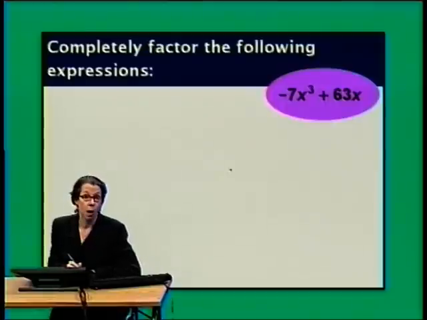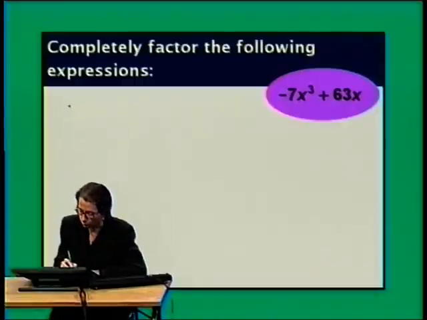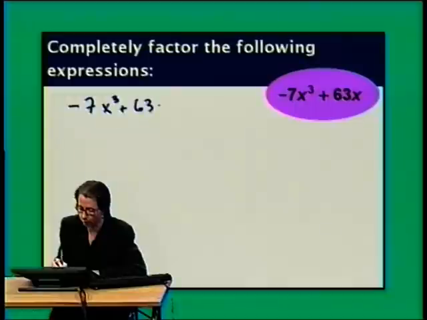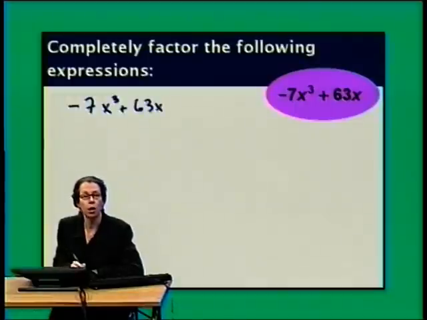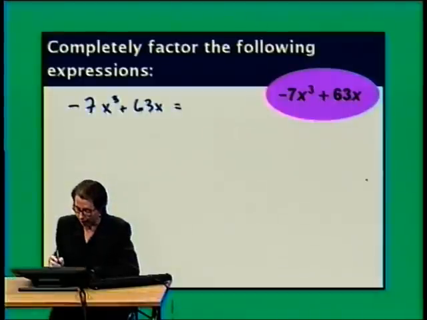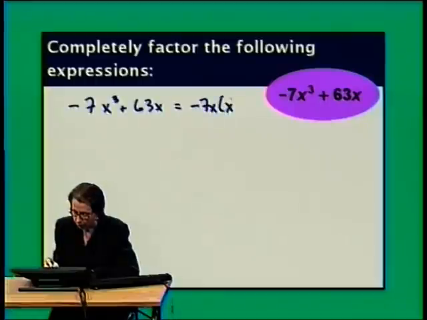Last thing we're going to do with polynomial expressions is we're going to factor them. So when I factor, the first thing I'm going to look for are common factors to the terms in my polynomial expression. Looking at this polynomial expression, I see a common factor of 7x, or perhaps negative 7x. I'm going to factor out the negative 7. So I have negative 7x times x squared minus 9.